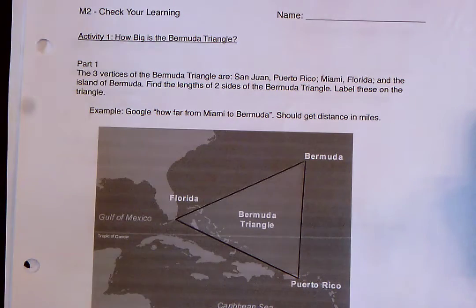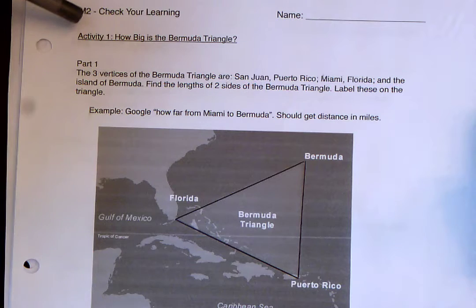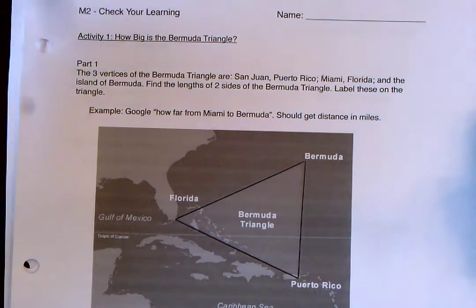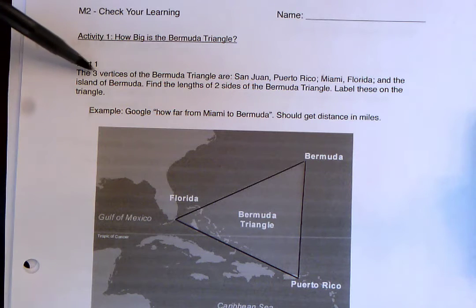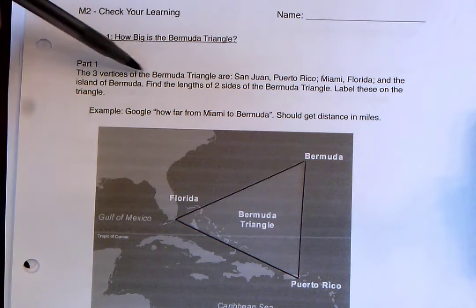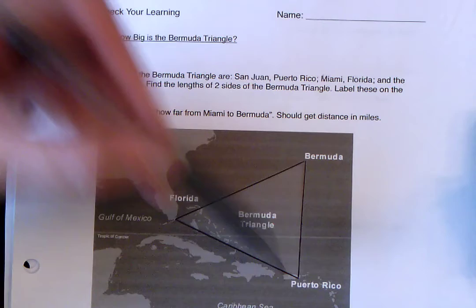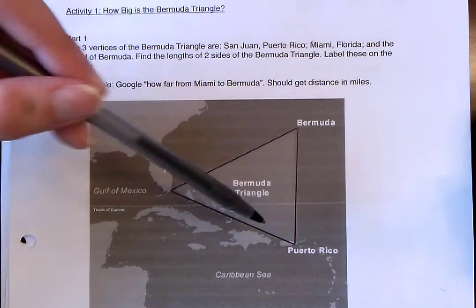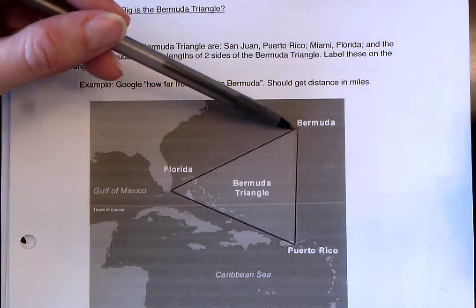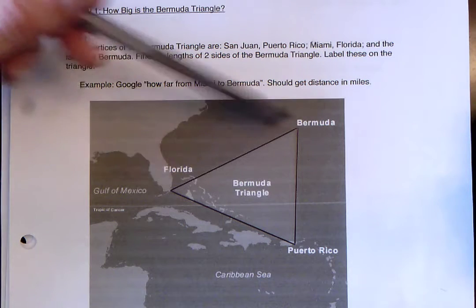Hey guys, so this is the second worksheet that you will have to complete. This is Module 2, Check Your Learning. Activity 1 is: how big is the Bermuda Triangle? It says here the three vertices of the Bermuda Triangle are San Juan, Puerto Rico, Bermuda, and Miami, Florida, as shown in the diagram.